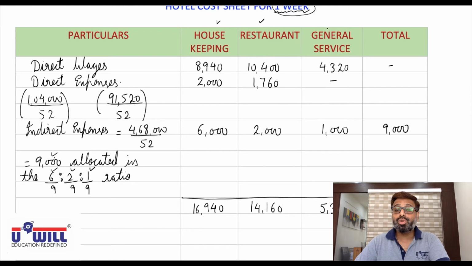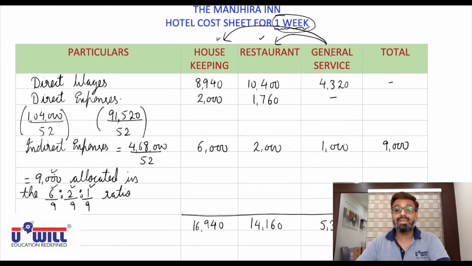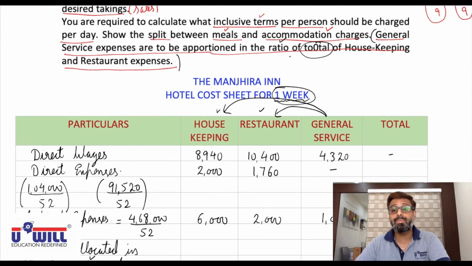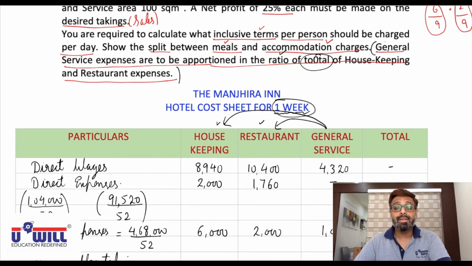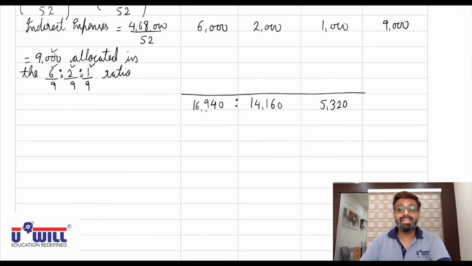Now what we have to do is, finally we can recover the money only from rooms and food. So general service we have to transfer to these two departments so that we can recover 5320 rupees also from rooms and food. Okay. So this 5320 general service department's expense, how will you transfer to housekeeping and restaurant? Last sentence. General service expenses are to be apportioned in the ratio of total of housekeeping and restaurant. Means in this ratio, 16940 is to 14160.